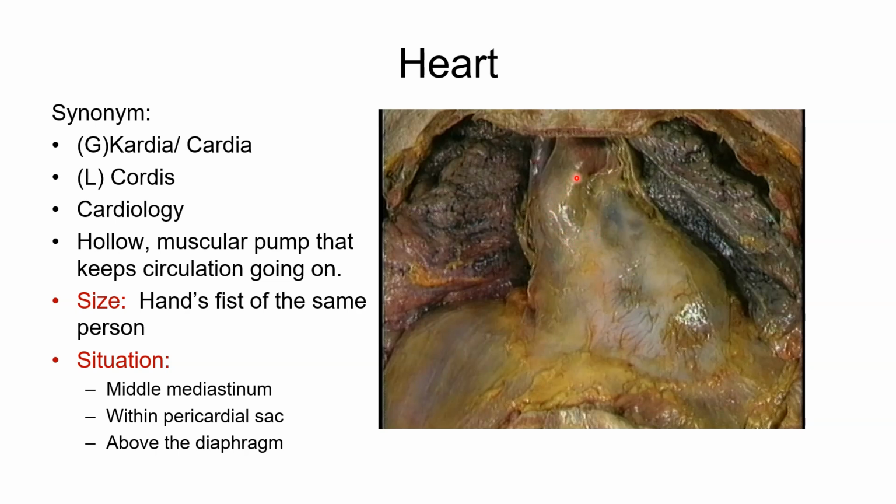In this picture, you can see the heart within the pericardial cavity, and then you can see the arch of aorta here. This is the right dome of diaphragm. This is the central tendon of the diaphragm. This is the right lung, and this is the left lung.